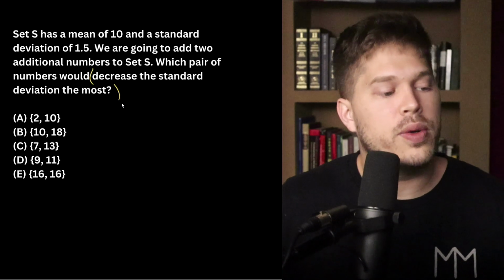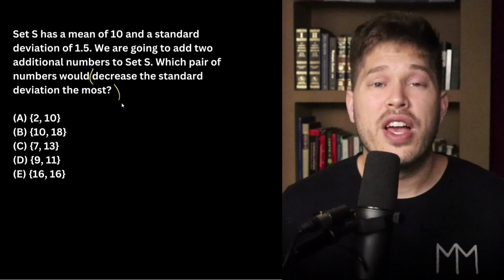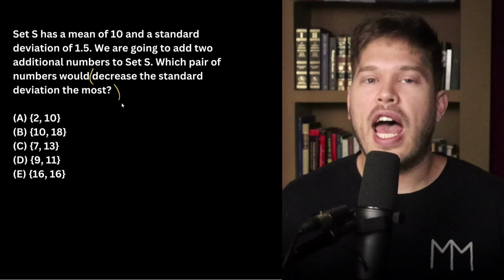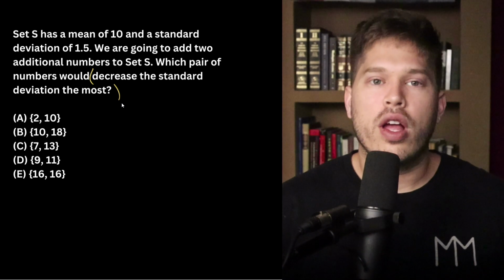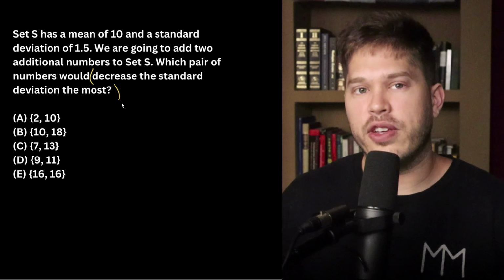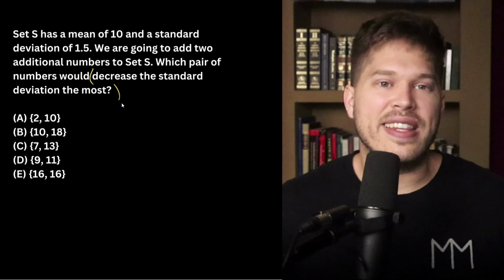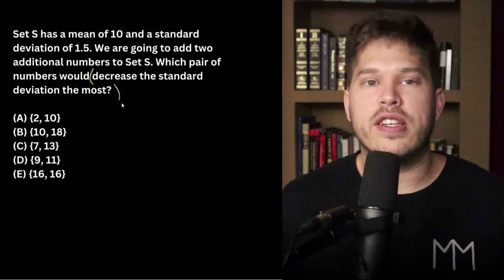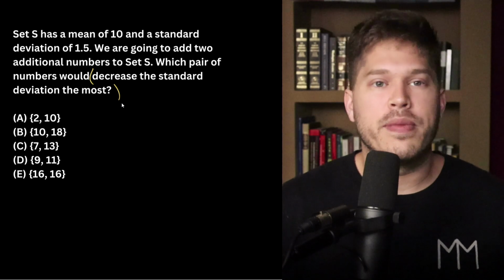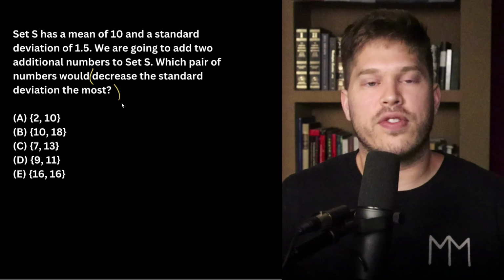Okay, we want to lower our standard deviation. So we've already talked about this. To lower your standard deviation, you want to add numbers that are equal to your mean, to your average value of your data set. And again, this is all because standard deviation is all about the spread of your values from your mean, from your average, okay?